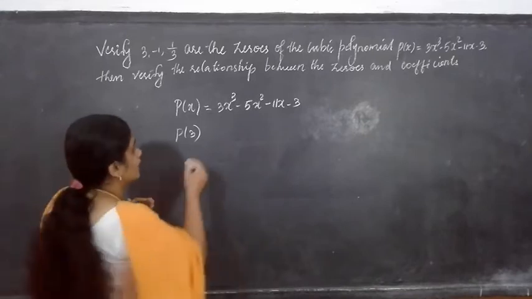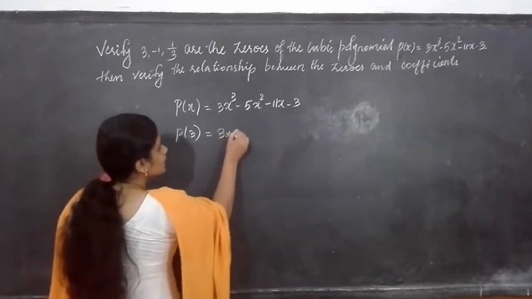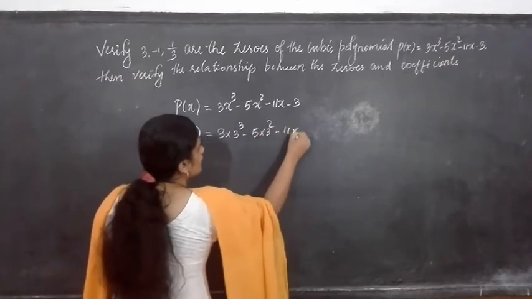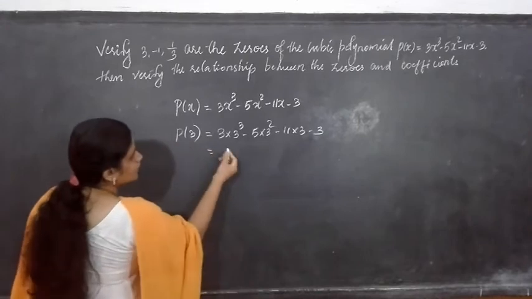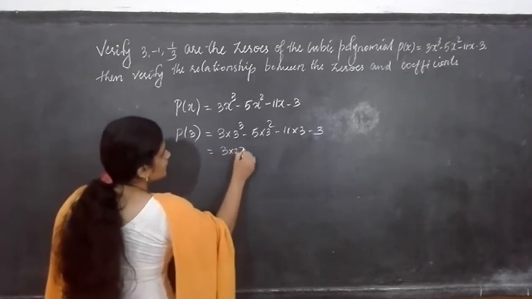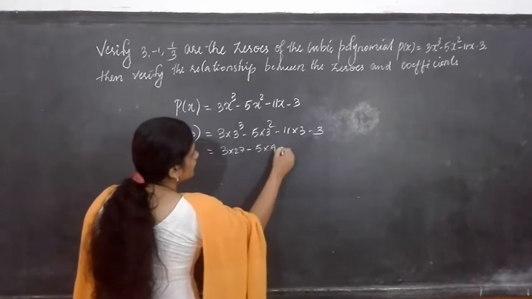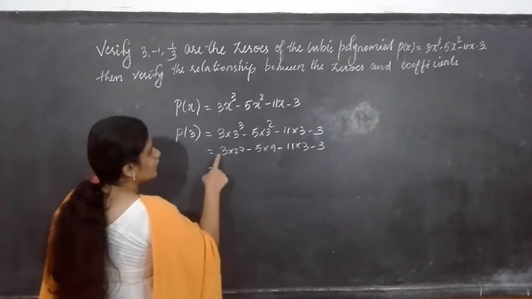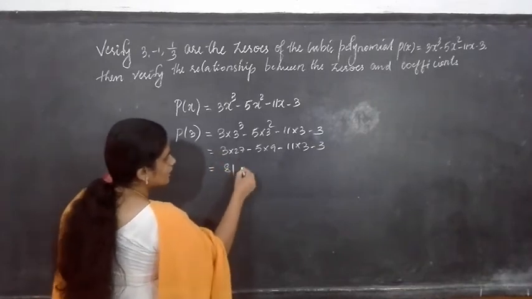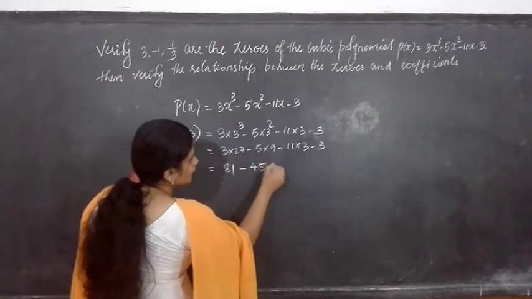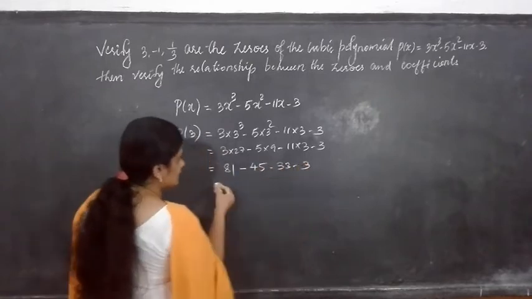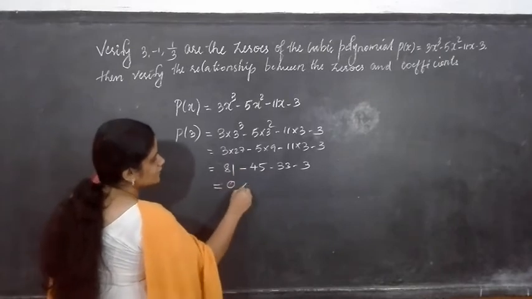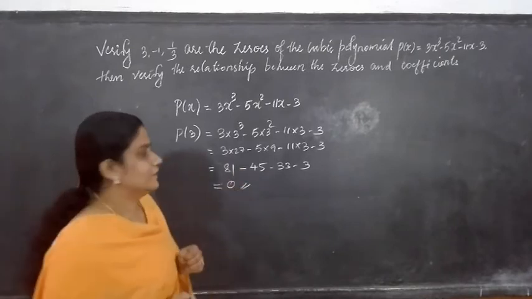Yes or no? Now we will check: 3 into 3 cubed minus 5 into 3 squared minus 11 into 3 minus 3. So what do you have? 3 into 27 minus 5 into 9 minus 11 into 3 minus 3. Now what is 3 into 27? That's 81 minus 45 minus 33 minus 3. If you subtract this, the answer will be equal to 0. Okay, now the next one.